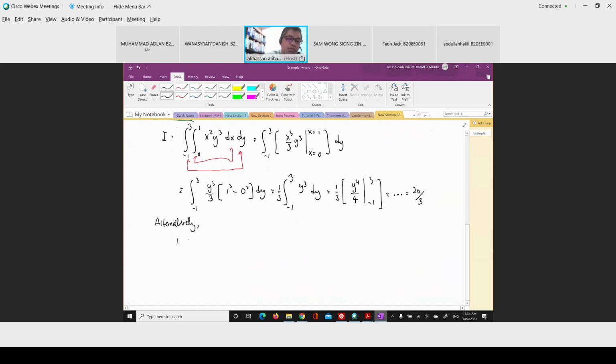The integral I can also be written as a product of a single integral with respect to x times a single integral with respect to y cubed.